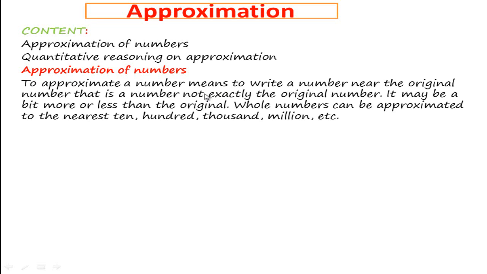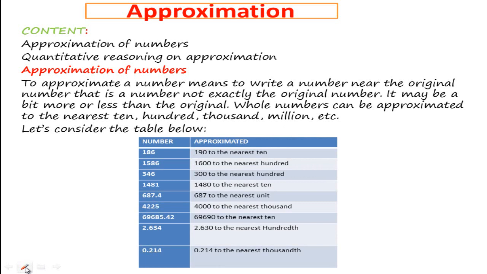Are you following? To approximate a number means to write a number near the original number that is not exactly the original number. It may be a bit more or less than the original number. Whole numbers can be approximated to the nearest 10, 100, 1,000, million, and so on. Now you get this better. Let's consider the table below.